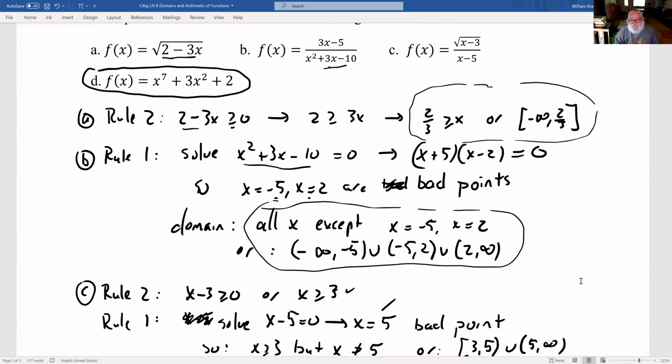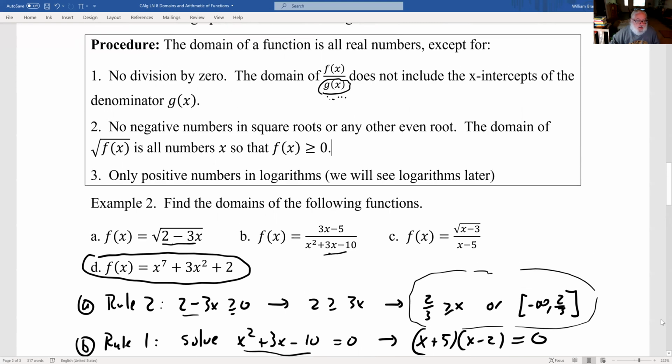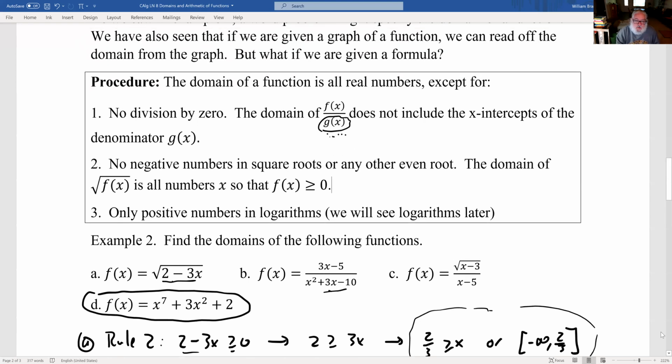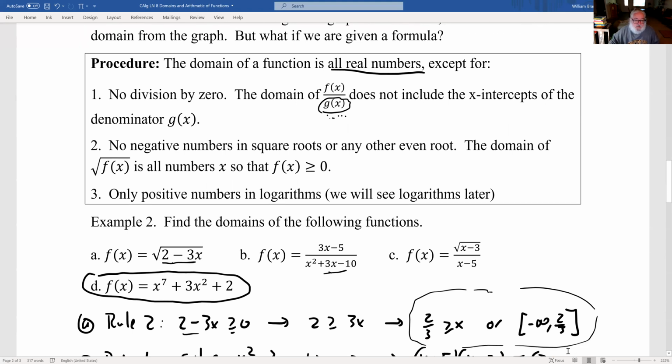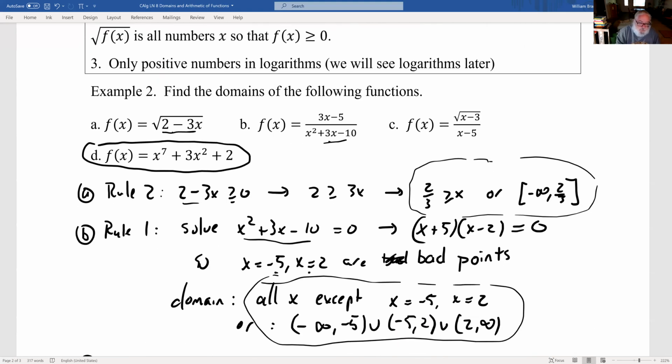There's no square root, so we don't need to use rule 2. There's no division, so we don't need to use rule 1. If those don't apply, what is the domain? Right? If you can't apply either rule 1 or rule 2, the domain is all real numbers.